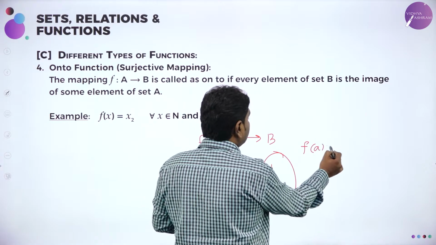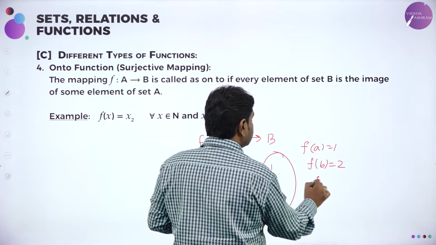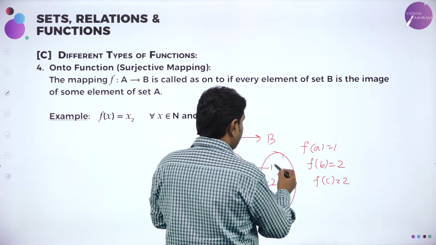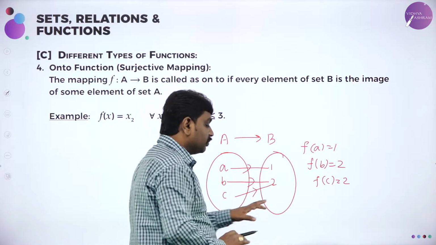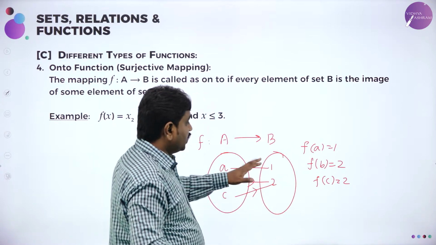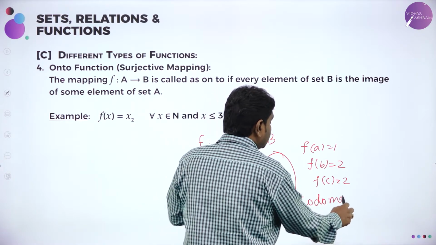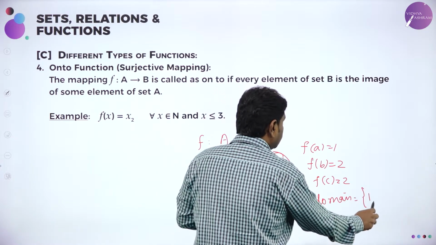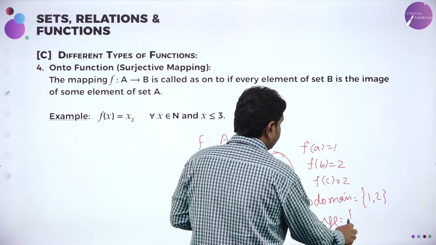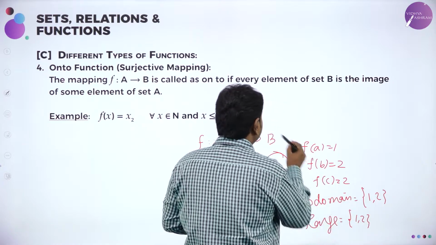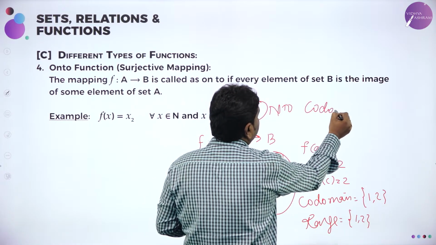So f of a is 1, f of b is 2, f of c is also 2. So now 1, 2, two elements are there, both are acting as images. Here we don't have an empty element. Here, what is the codomain, my dear students? Codomain means the second set. What is the second set? 1 comma 2. What is range? Range means the set of images. That is also 1 comma 2. If a function is onto, then codomain and range both will be the same.